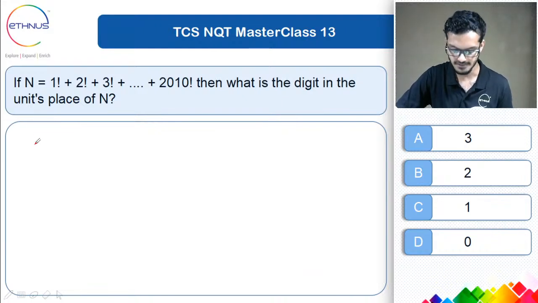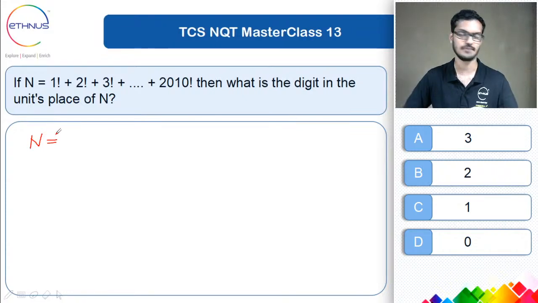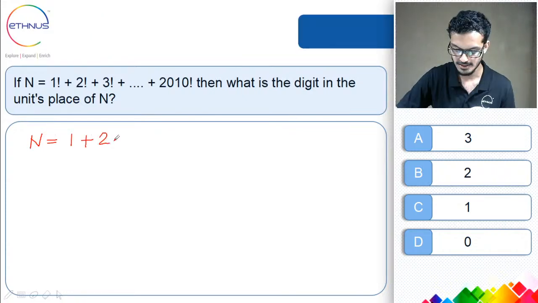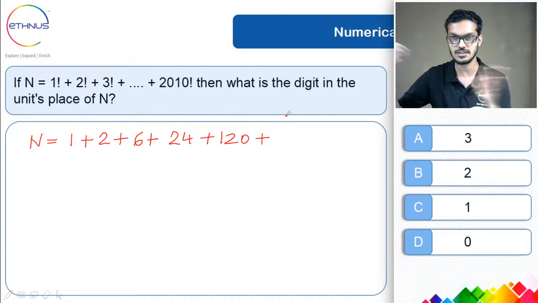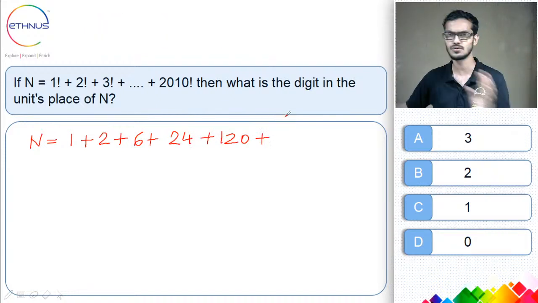We can start with the first number. Here the first number is 1 factorial, and 1 factorial is 1. 2 factorial is 2. 3 factorial is 6. And 4 factorial is 24, right? And 5 factorial is 120. Next it goes on, then we have 720, and it goes on like that till 2010 factorial.